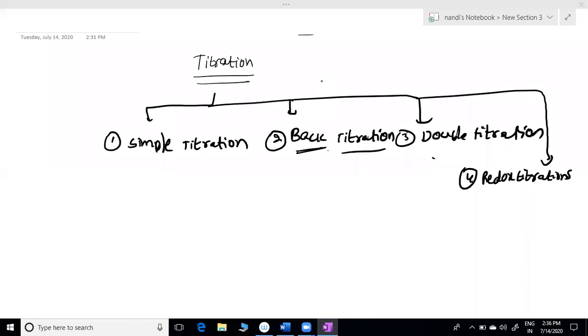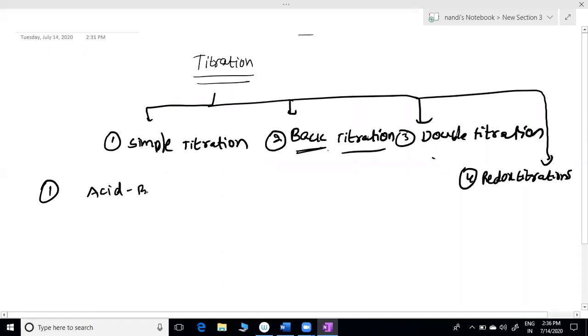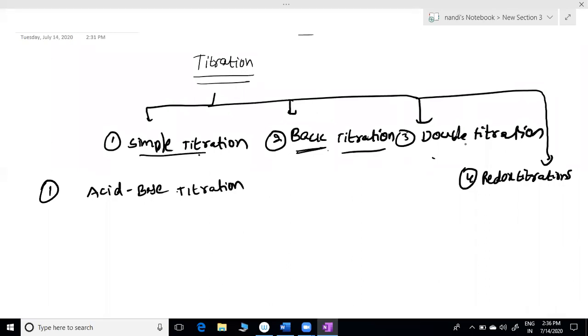So first one, I'm taking simple acid base titration. First one, simple titration, acid base. Simple titration I'm taking. Please note down. Acid base titration. We'll discuss the remaining things in ionic equilibrium. This process setup is like this.